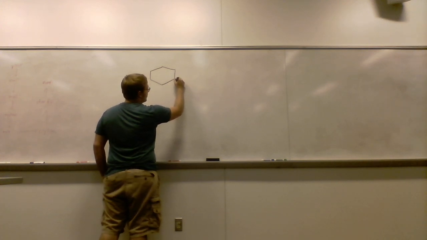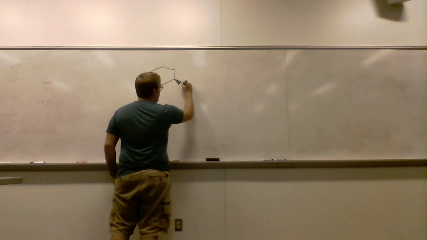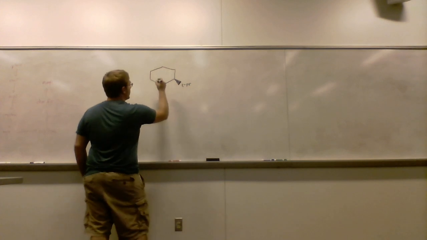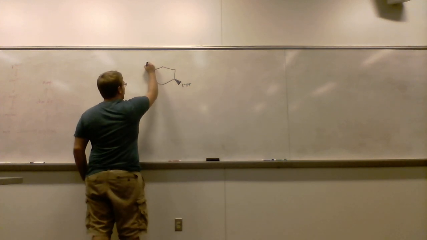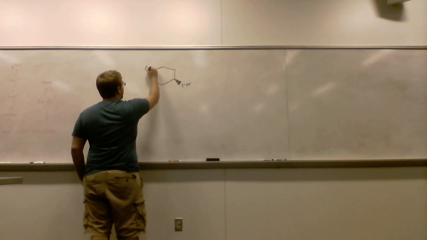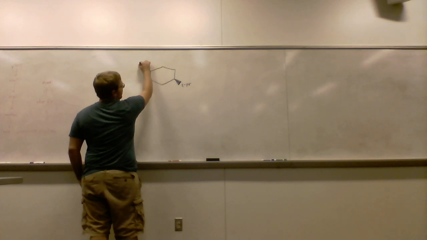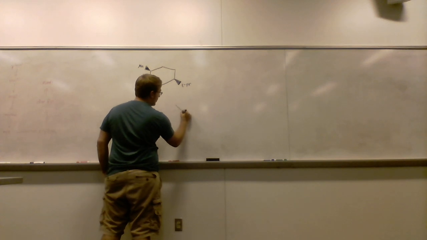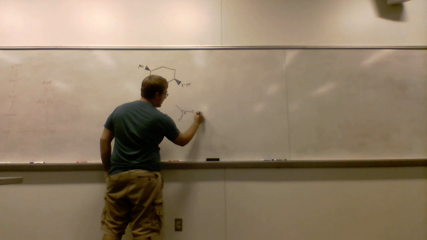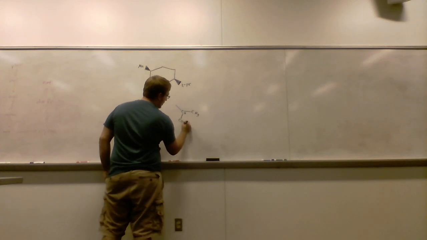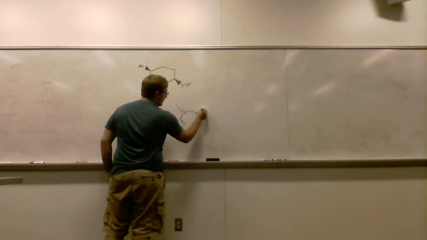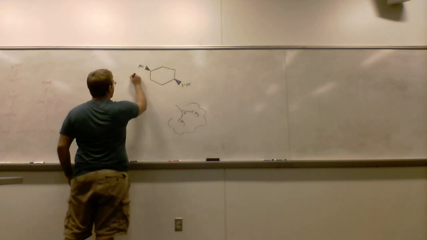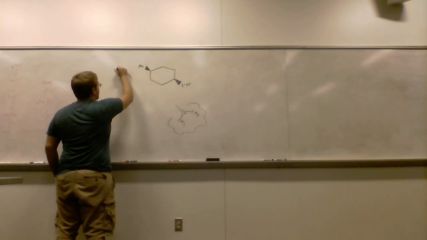this position here, remember wedges are coming out of the board, we have an isopropyl, all right? And over here, also going into the board, we have a methyl. So again, isopropyl is just CH, CH3, CH3. It's a little bit of a large and bulky group, and the methyl is just a CH3 group.